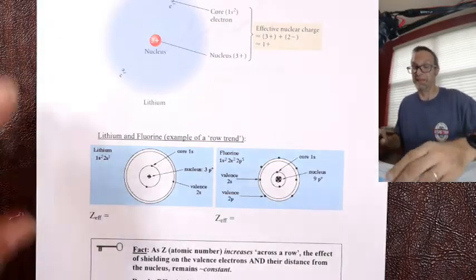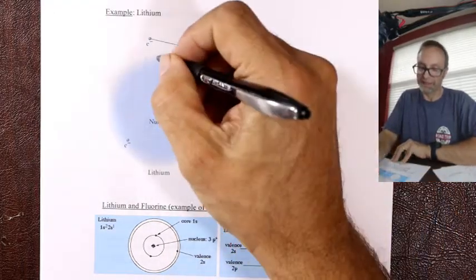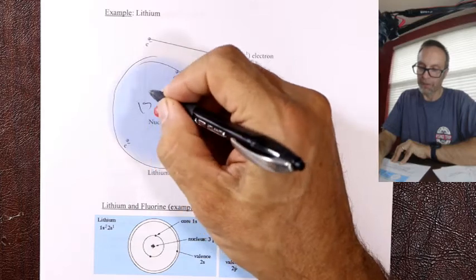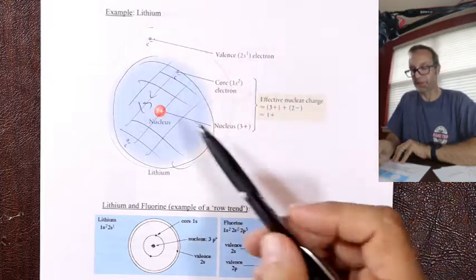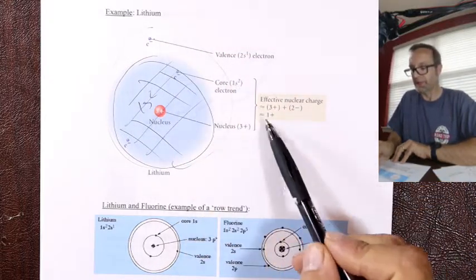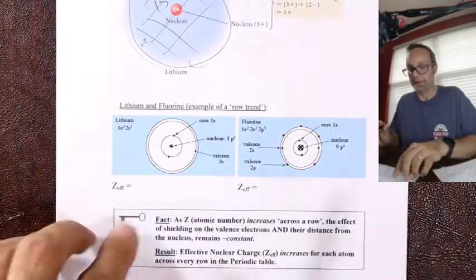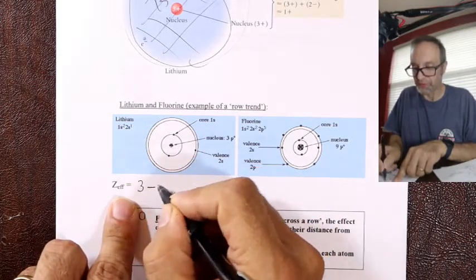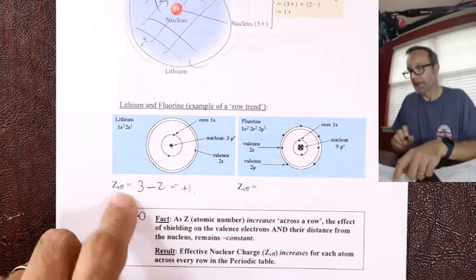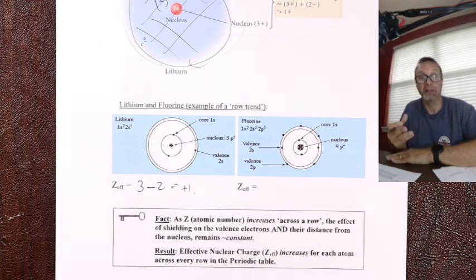Here's lithium in a little more detail. Lithium has that +3 nucleus. There's the 1s2, 2 electrons in the way, and the valence electron. So 3 minus 2 in the way equals an effective nuclear charge of 1. We can do that again down here. This is lithium: the effective nuclear charge is 3, which is the nucleus, minus the 2 in the way, equals +1. Now, let's look at fluorine. Fluorine, as you know, is super electronegative. It's super attractive. That means it has a higher effective nuclear charge.